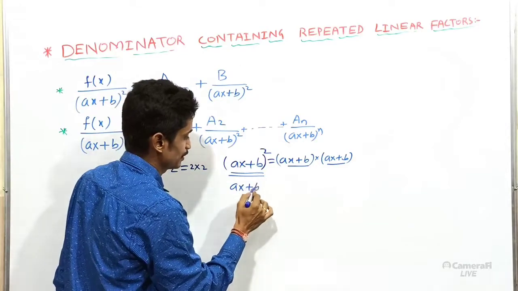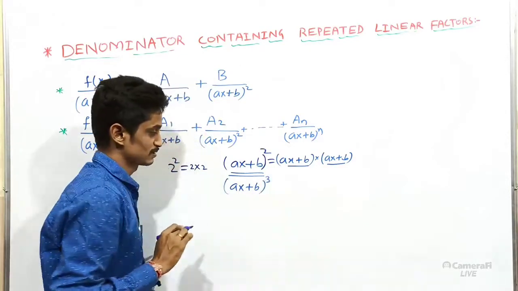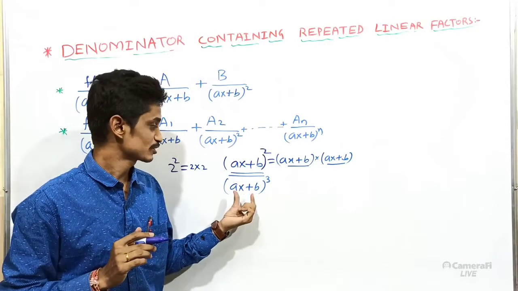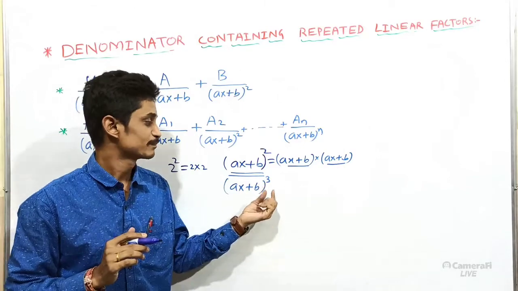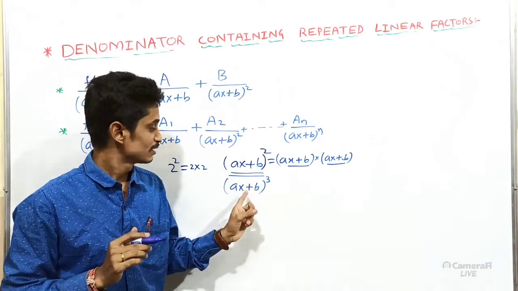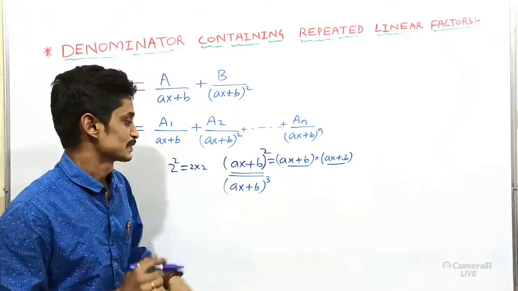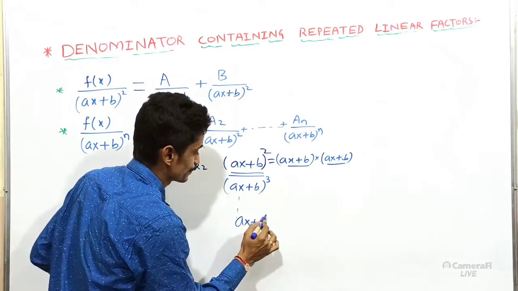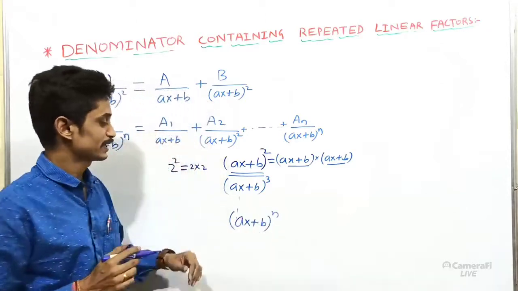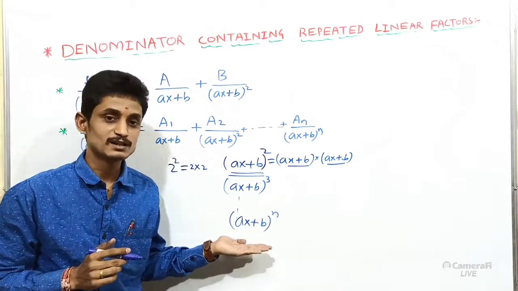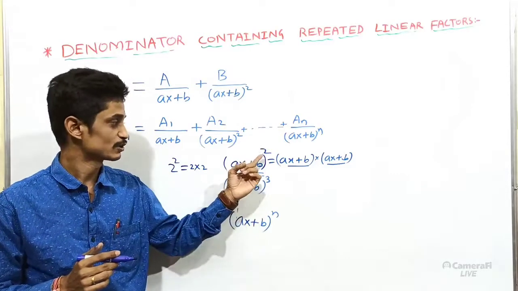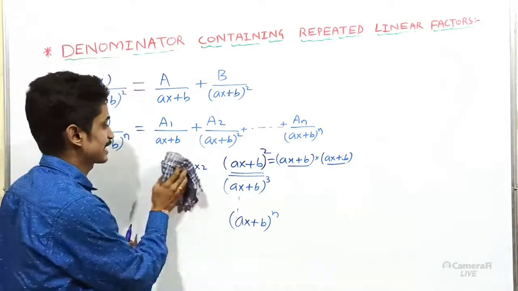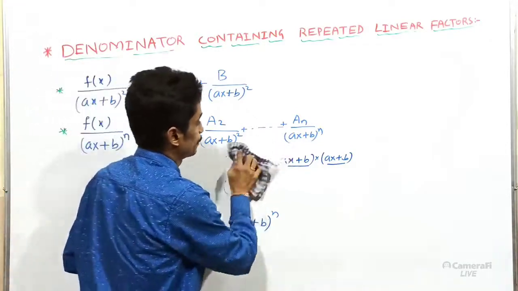Sometimes ax plus b whole cube. What does it mean? This is a repeated linear factor because ax plus b whole cube is the product of 3 ax plus b factors. Similarly, we can extend to the nth term also: ax plus b whole power n. Here how many times is it repeated? n times. Here 3 times, here 2 times, here n times. So today we are going to discuss such rational proper fractions.